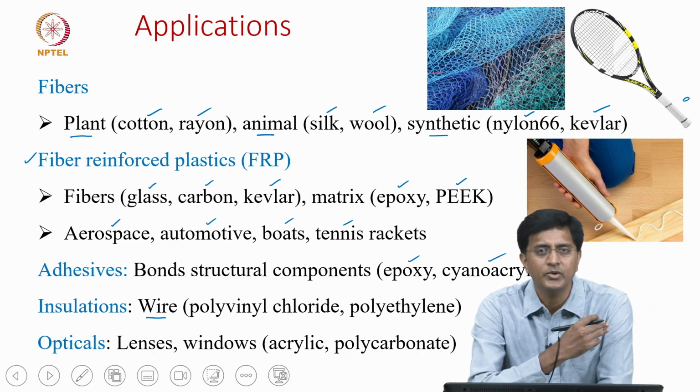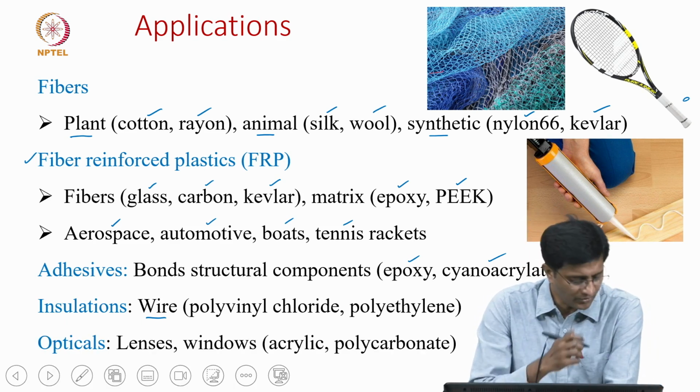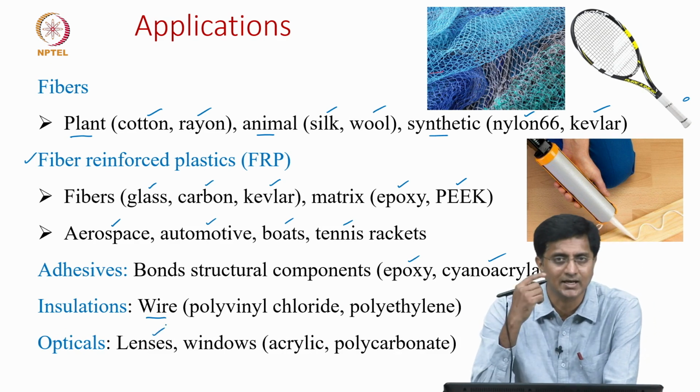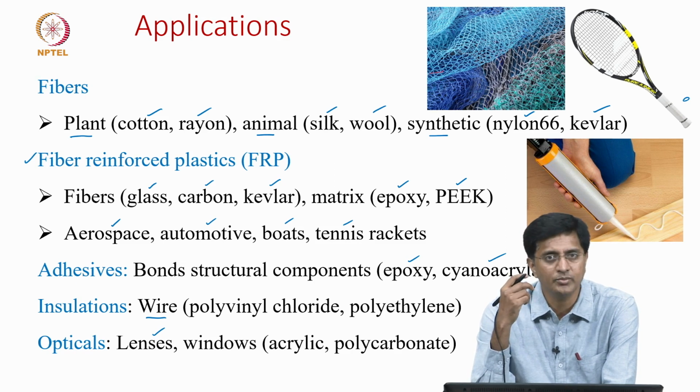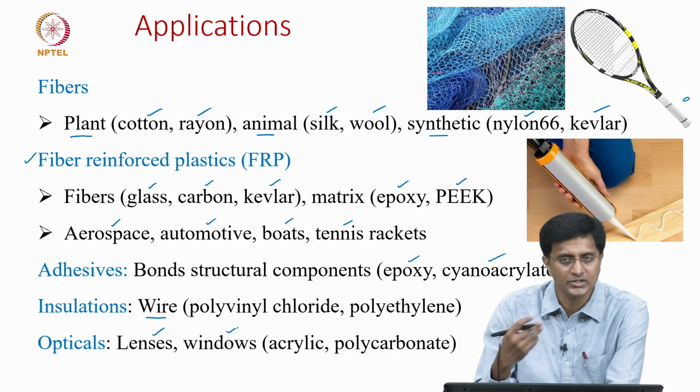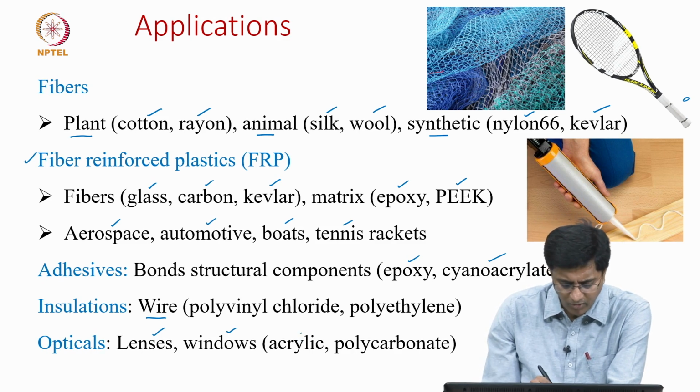Polymers also can be made transparent. Because of it, they have application in optics, such as lenses. The glasses we have are mostly made up of polymers, as well as the windows which we can see through. These are mostly made up of polymers such as acrylic and polycarbonate.